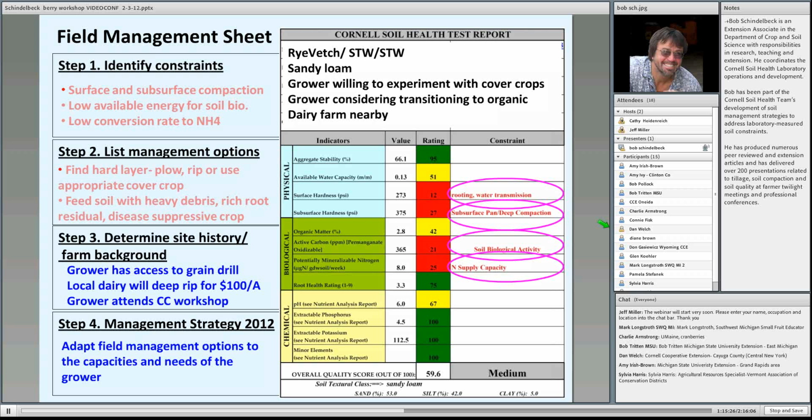This dairyman will bring his big tractor and this ripper to the field and agrees to rip this up for $100 per acre. So this is an 8-acre field, so for $800, or to do half the field, this dairy farmer is willing to come over and experiment with that. The grower again is interested in cover crops, so he attends a workshop.